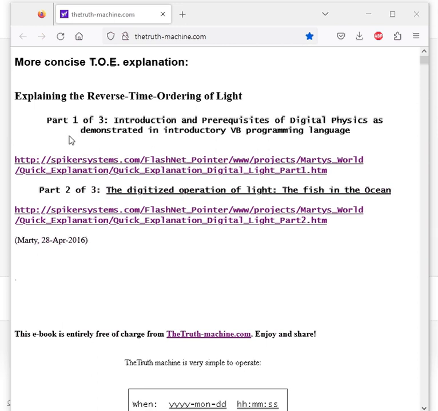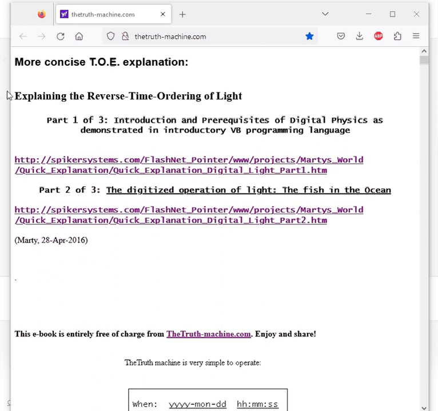Here's my website. I call it TheTruth-machine.com. And this website starts out, it says more concise TOE, that's theory of everything explanation. And what I did is I wrote this book a few years before these revisions came out. Then I wrote these two revisions here. I'm calling it part one of three and part two of three.